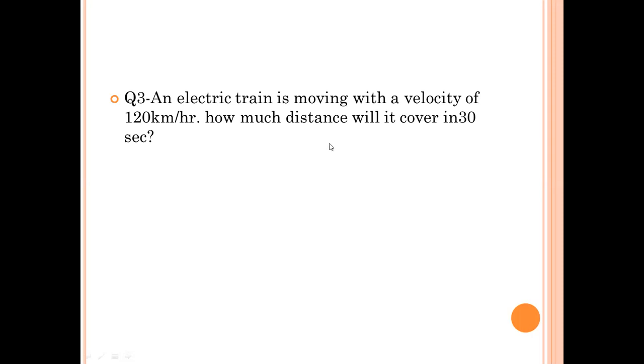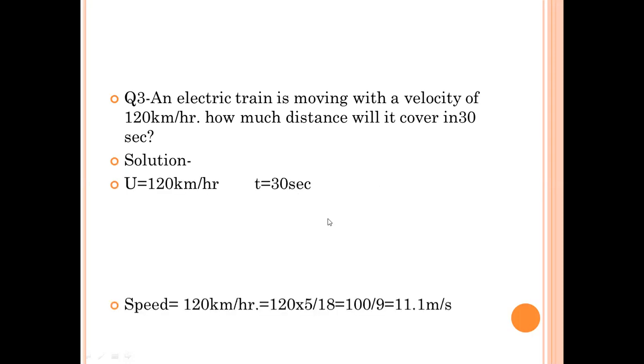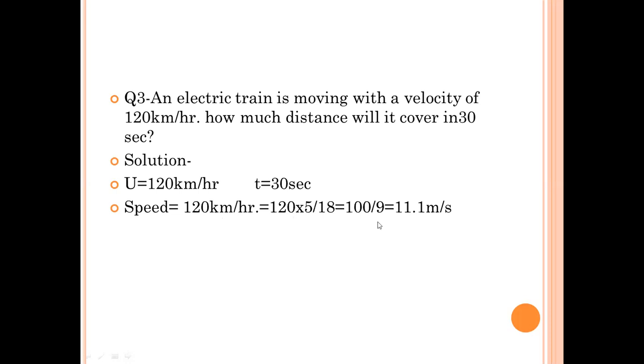तो formula become s, u is 120, time is 30 second, speed is change कर लो मीटर पर सेकेंड में 11.1 मीटर पर सेकेंड, 5/18 से we will cross it. Time is 30 second. Now distance is equals to speed into time.